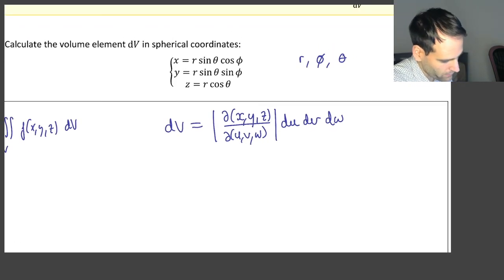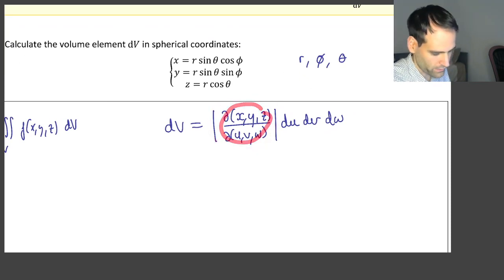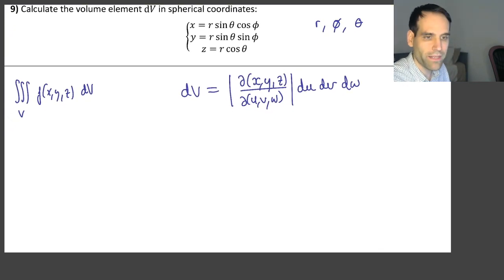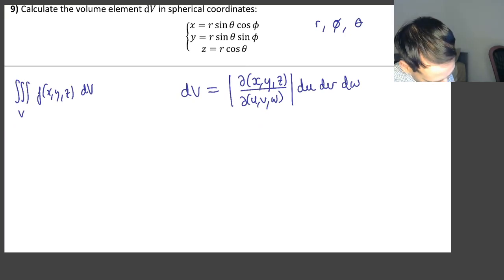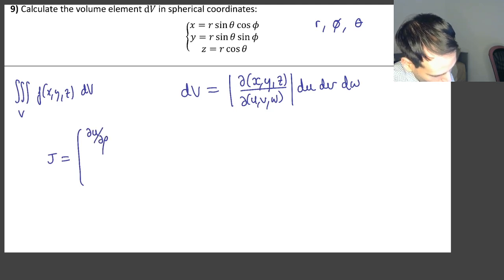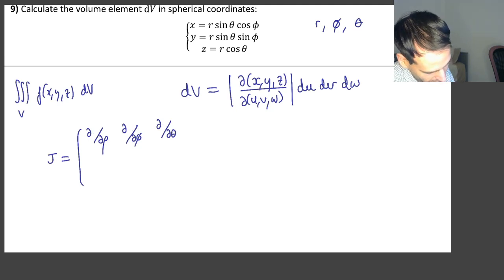So how to find dV? We need to find the Jacobian matrix, then find its determinant. So let's calculate the Jacobian matrix, okay? The Jacobian matrix is going to be a matrix that has partial of x with respect to rho, partial of x with respect to phi, partial of x with respect to theta. Sorry, when I said du, I should have written x.